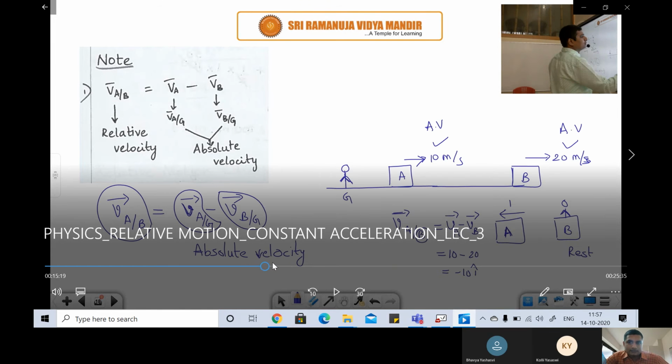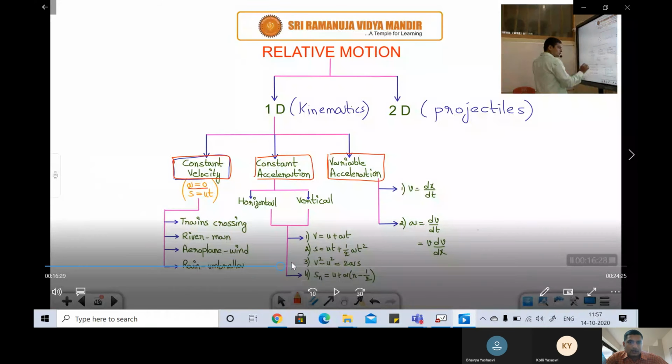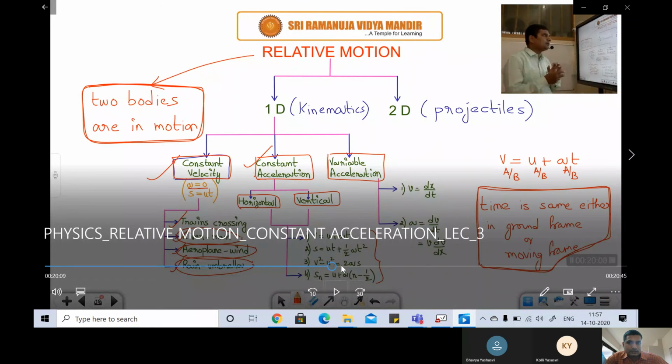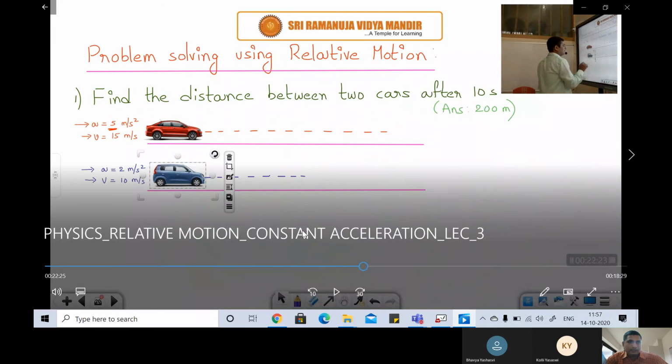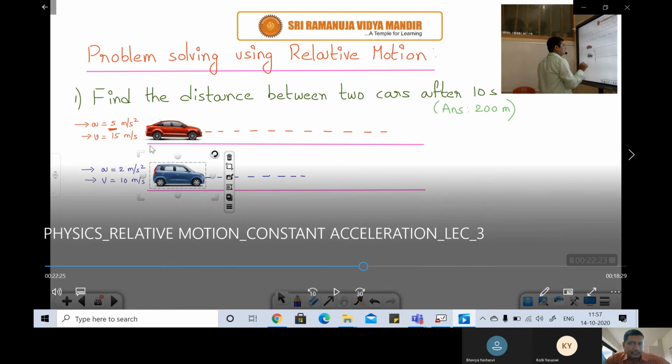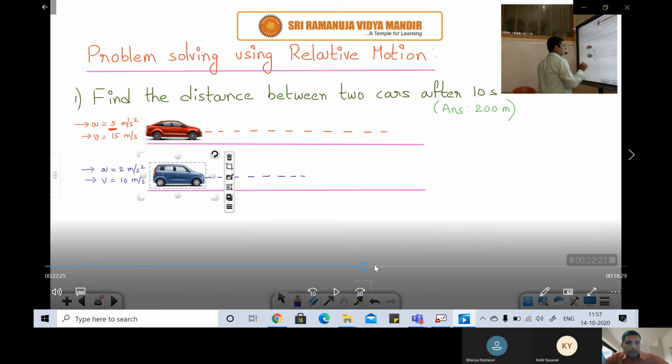Next, after that, we have seen constant acceleration. Here two cars are moving, a red car and a blue car. Red car has acceleration of 5, velocity 15. Blue car has acceleration of 2, velocity 10. Here acceleration is given, that's why it is called a constant acceleration problem, in the horizontal direction. Now find the distance between the two cars after 10 seconds. This problem does not need relative motion, because it is a simple problem, but still we'll try to apply it.